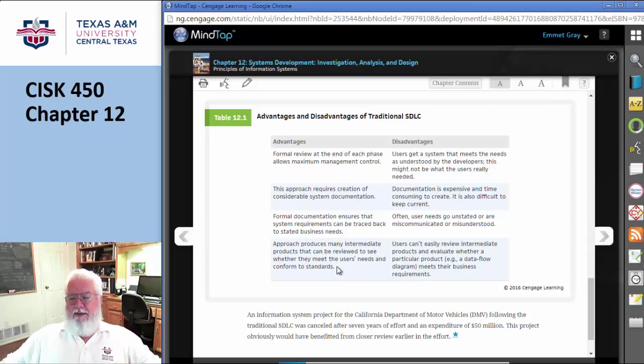Now let's look at the disadvantages. Users get a system that meets the needs only as understood by the developers, and it could be that's not exactly what they wanted. In other words, if you did not accurately articulate the requirements at the beginning, then you may have a problem. And this is an issue because oftentimes users are not in any position whatsoever to articulate what they need. They can't do it. Okay. Documentation is expensive and time consuming. Yeah, I'm going to spend a lot of time doing that.